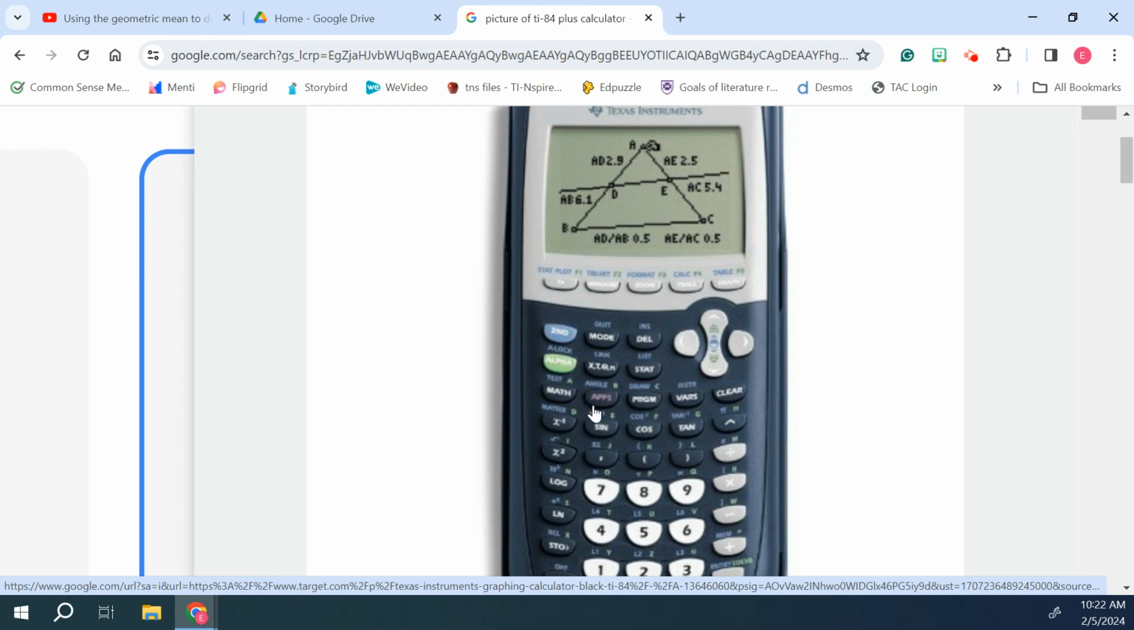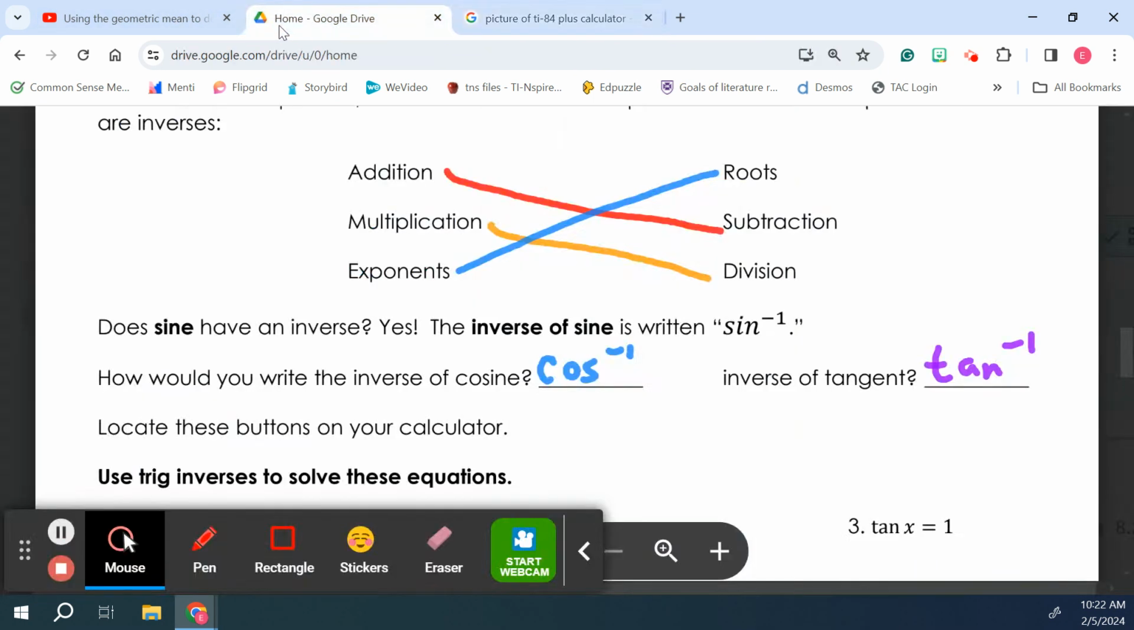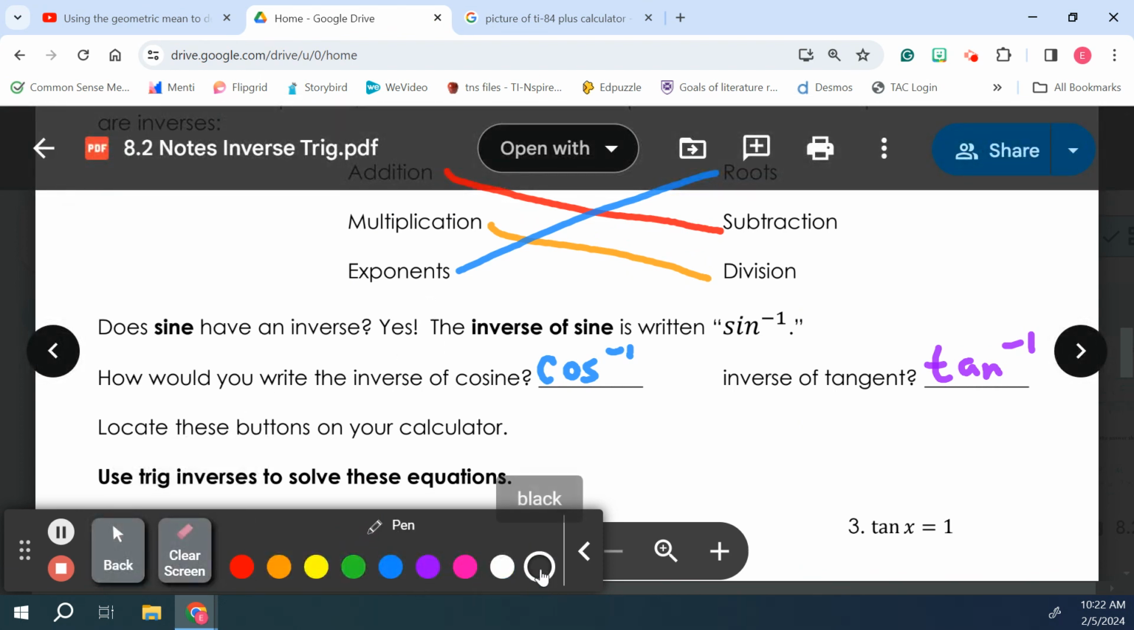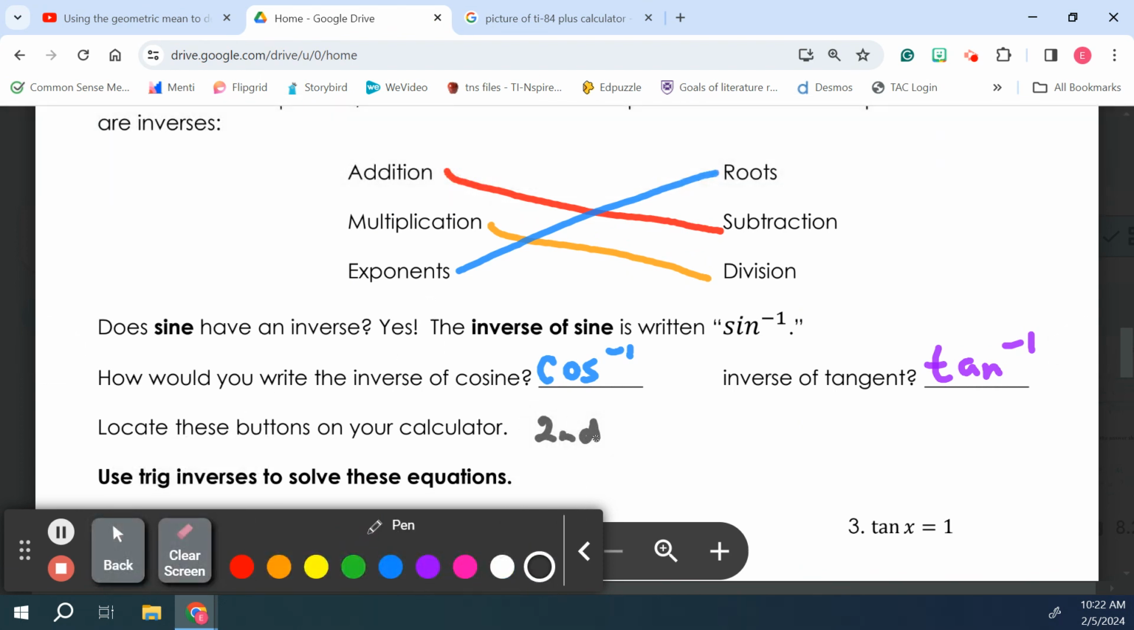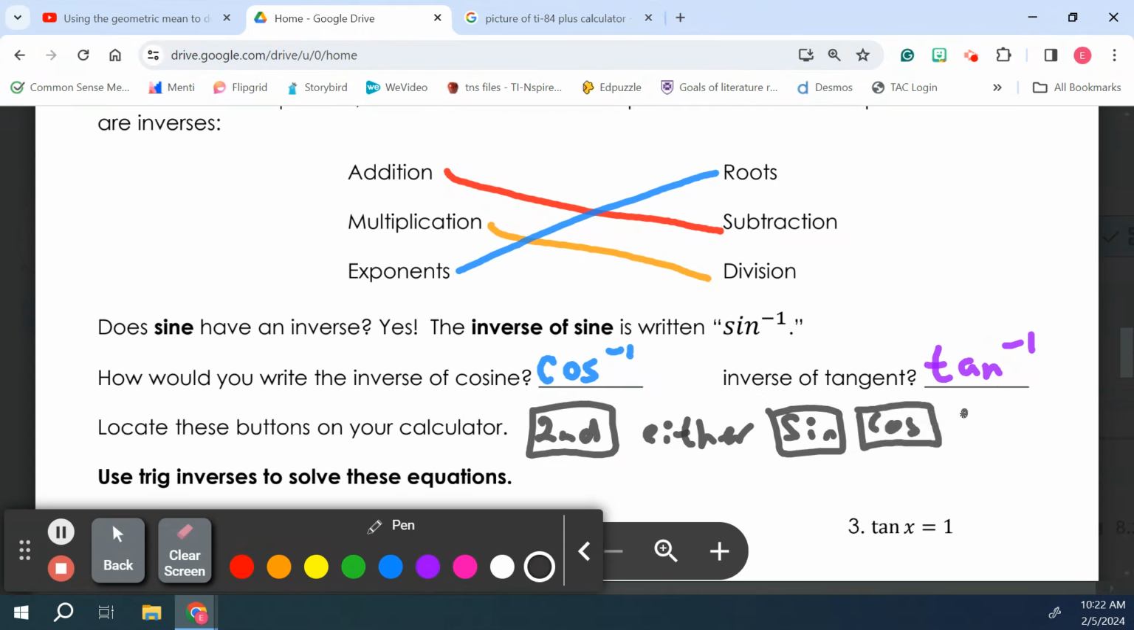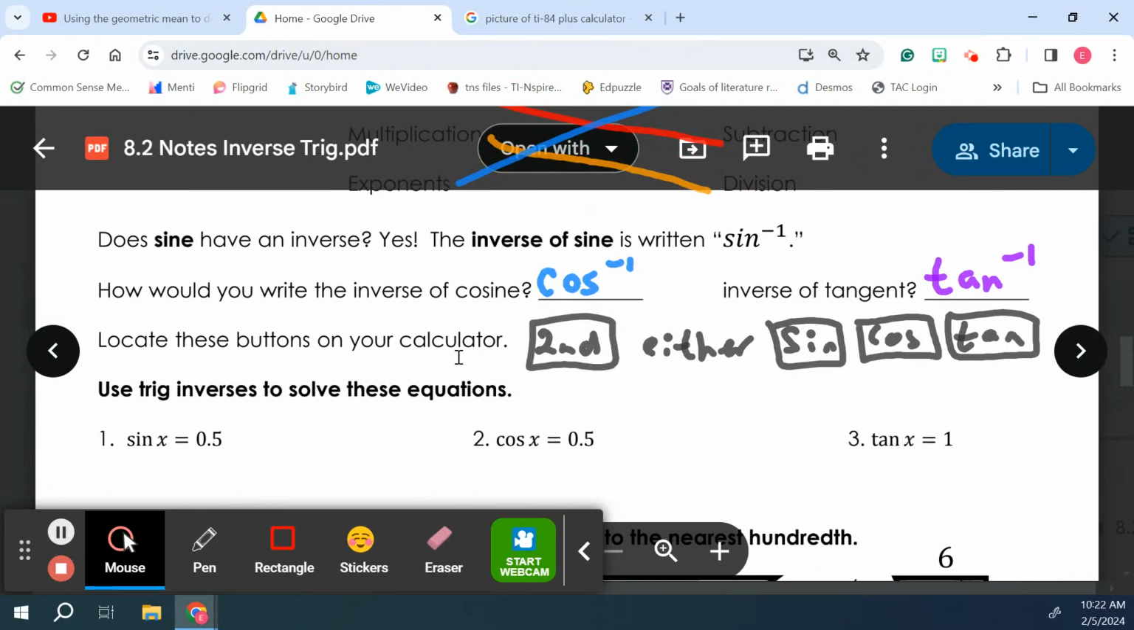You will have to hit here the second button, and the same thing on the 30, in order to get these three. Okay? So it's the second button. So you're going to hit the second button and then either the sine button, cosine button, or tangent button. Okay? So that's how you get it on your calculator.